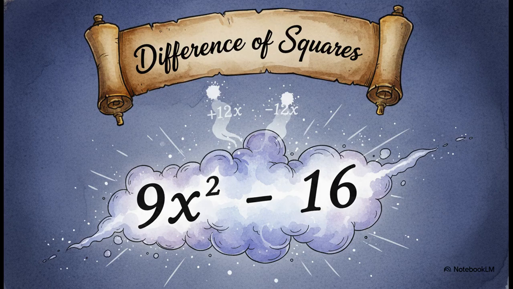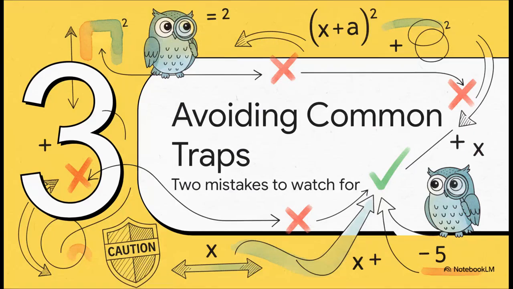This special pattern is called a difference of squares, and trust me, learning to spot this is like having a math superpower. It's going to save you so much time later on. Okay, you are totally getting the hang of this. So now let's talk about the two biggest, most common traps that students fall into when they're using FOIL. Paying attention right now will save you a ton of headaches and probably a few points on your next test.